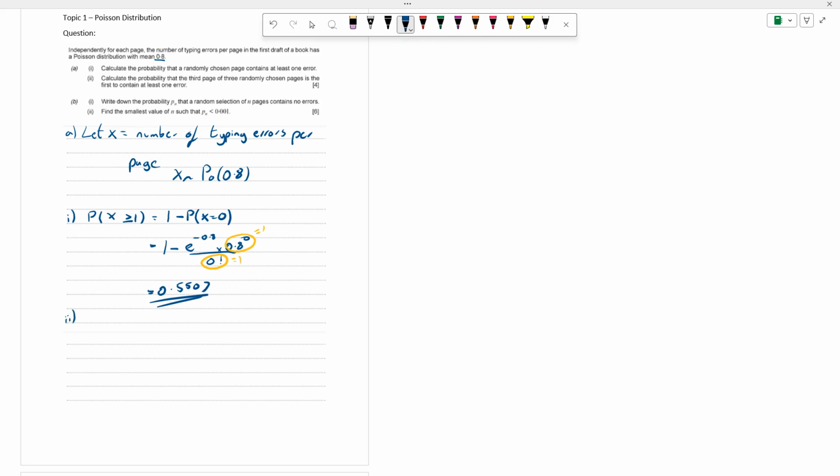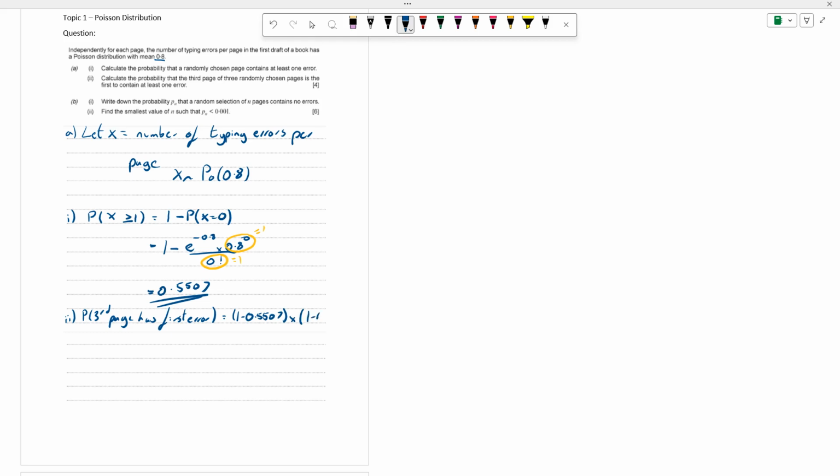Now for part 2, calculate the probability that the third page of 3 randomly chosen pages is the first to contain 1 error. Okay, so I'm going to choose on the probability that the third page has the first error. So to do that, the first 2 pages have to not have any errors. That would be the opposite to what I just found there. So that's 1 minus 0.5507. That's the probability of the first one not having any errors.